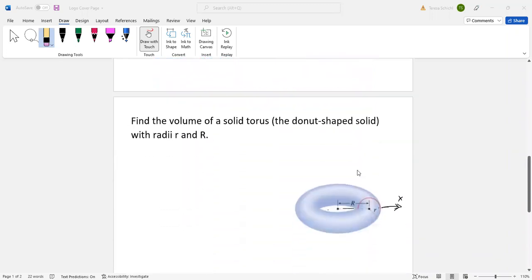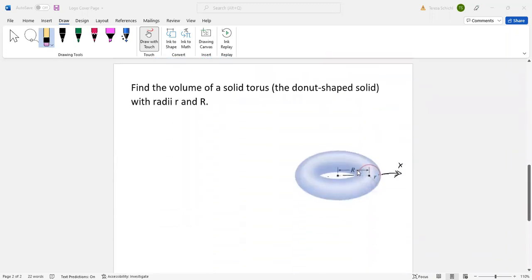So here we want to find the volume of this solid torus, and here is the graph. Like we always mention, when we try to do the slicing method, the first thing we try to do is find the x-axis and the y-axis. So this is my x-axis, and then I'm putting my y-axis here.